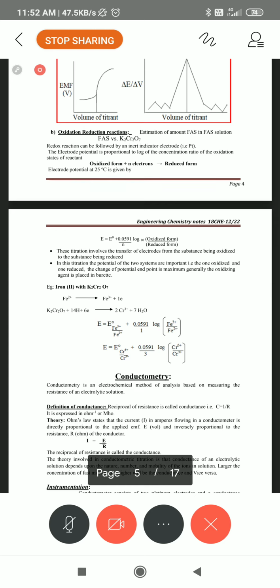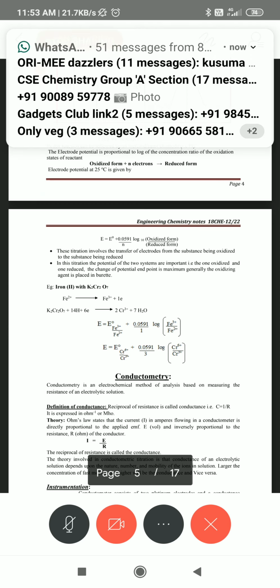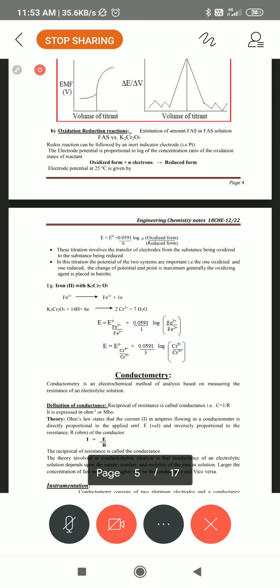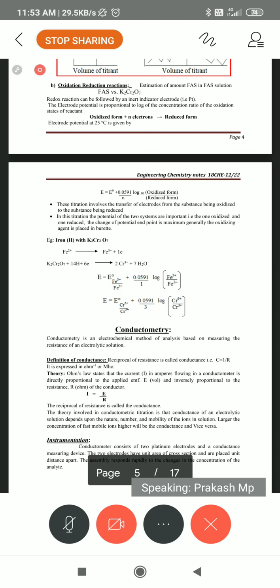In the same way, it can be applied to precipitation reactions also. At that time you keep both electrodes in the precipitation reaction. For example, take silver nitrate, AgNO3, versus sodium chloride, NaCl. You take the sodium chloride solution as the analyte. You take the precipitation reaction of silver nitrate, AgNO3, 0.5 normality or 0.1 normality AgNO3, filled in the burette.